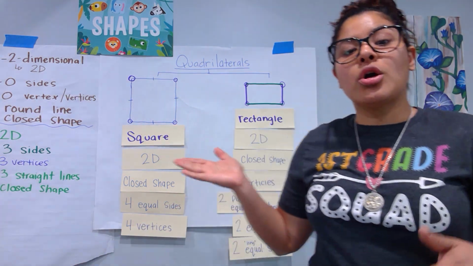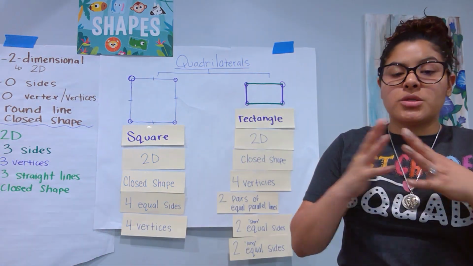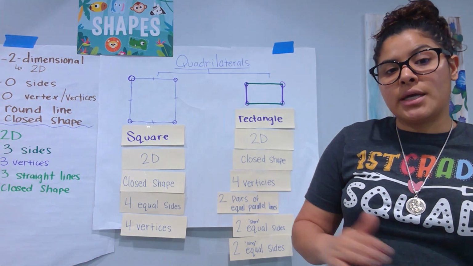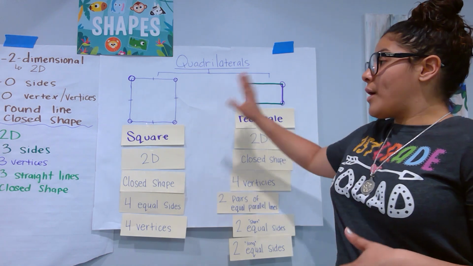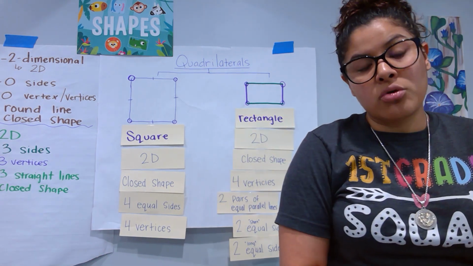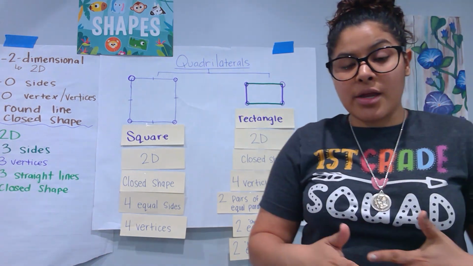So those are your quadrilateral shapes. We'll still be talking about quadrilaterals in tomorrow's videos. We'll still review square, rectangle, circle, and triangles, making sure we're using those vocabulary words.